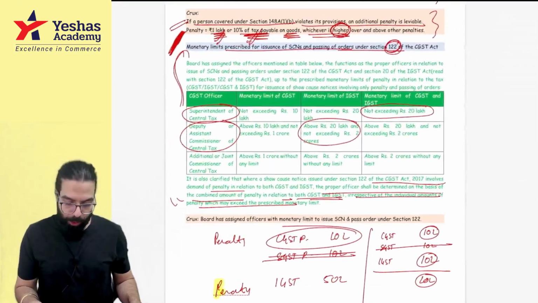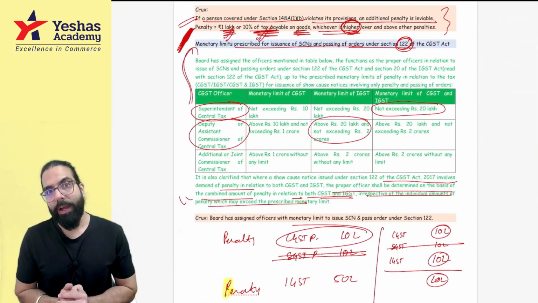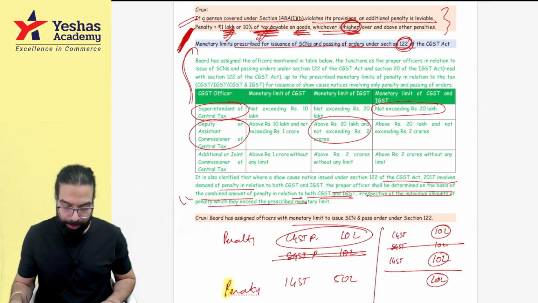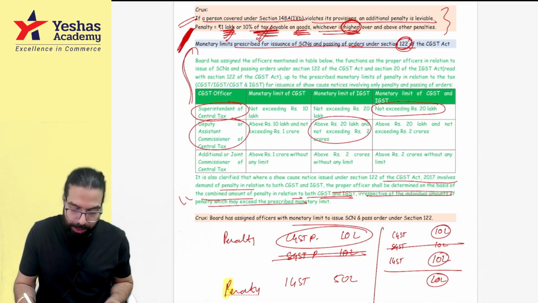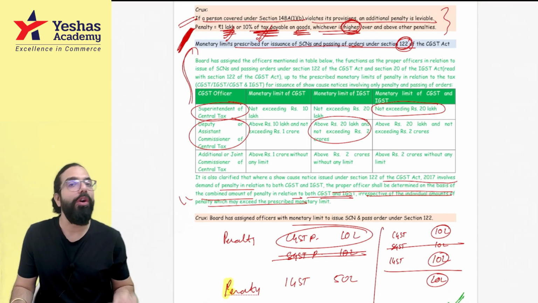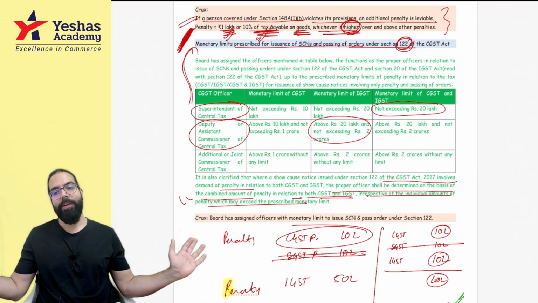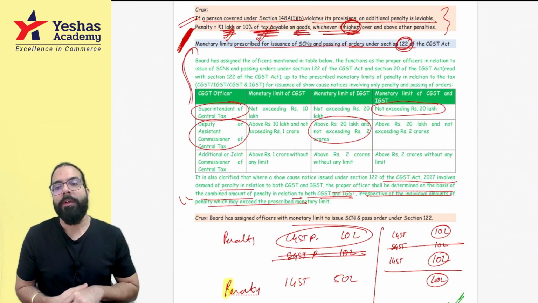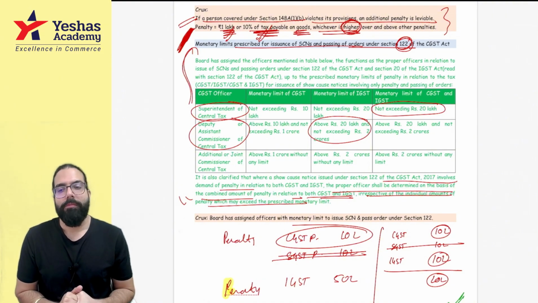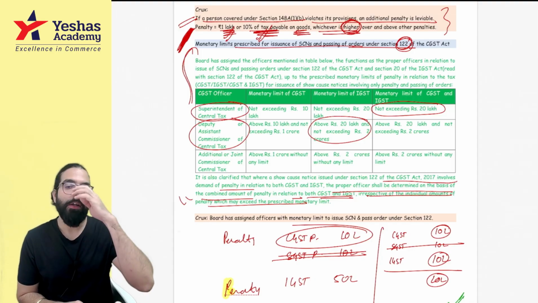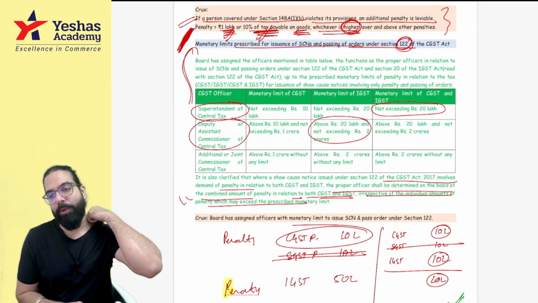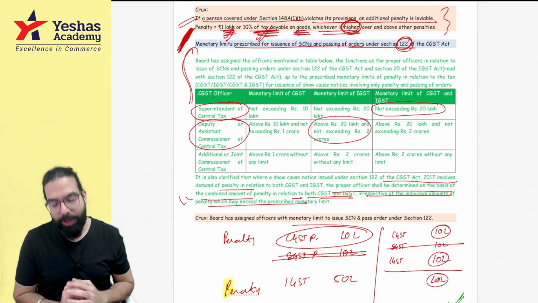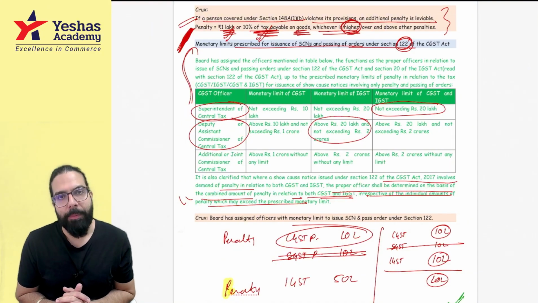I hope you are able to follow all the examples I gave you. That's it, we are done with all the amendments for the GST portion. Congratulations, people. So this is it relating to your GST amendment. We are done with all your GST amendment.